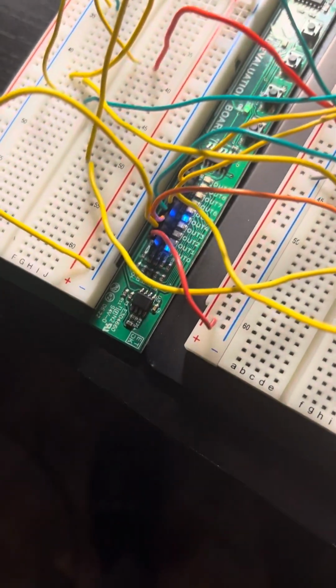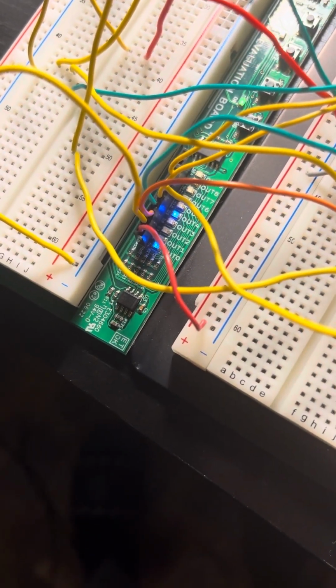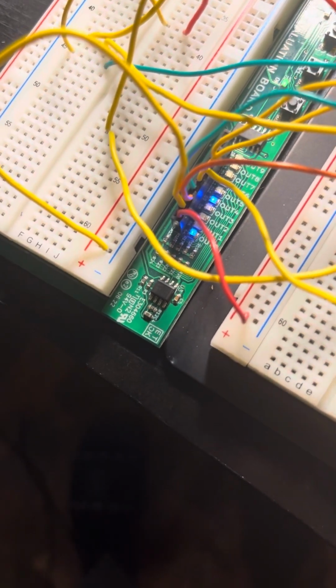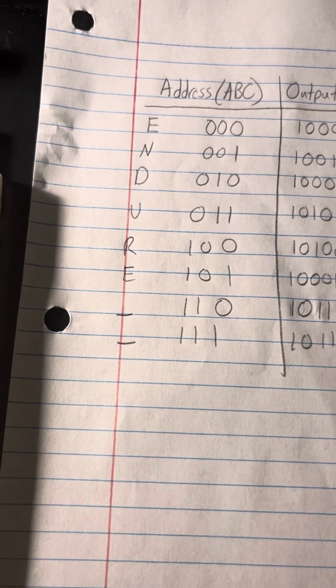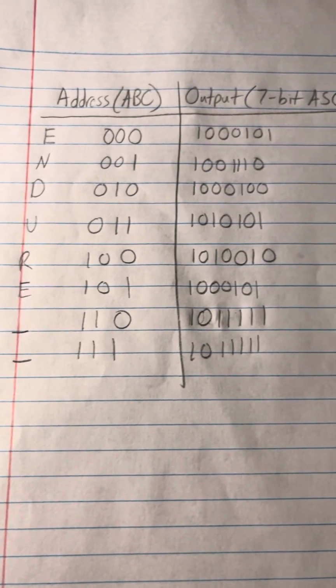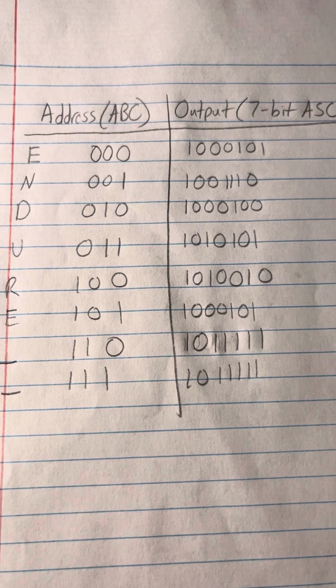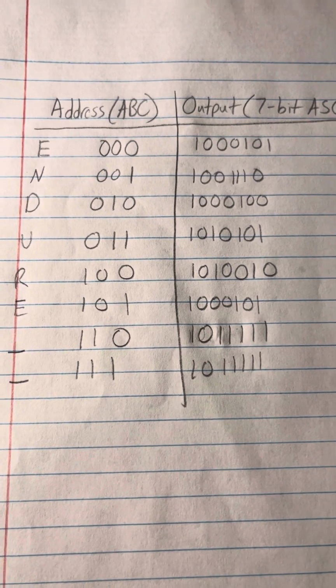So if we turn off input 2, turn on input 1, such that we have 010, we can see our 7-bit ASCII output as 1000100. Now for our next address, which is 011 and corresponds to letter U, we can see the 7-bit ASCII output as 1010101.